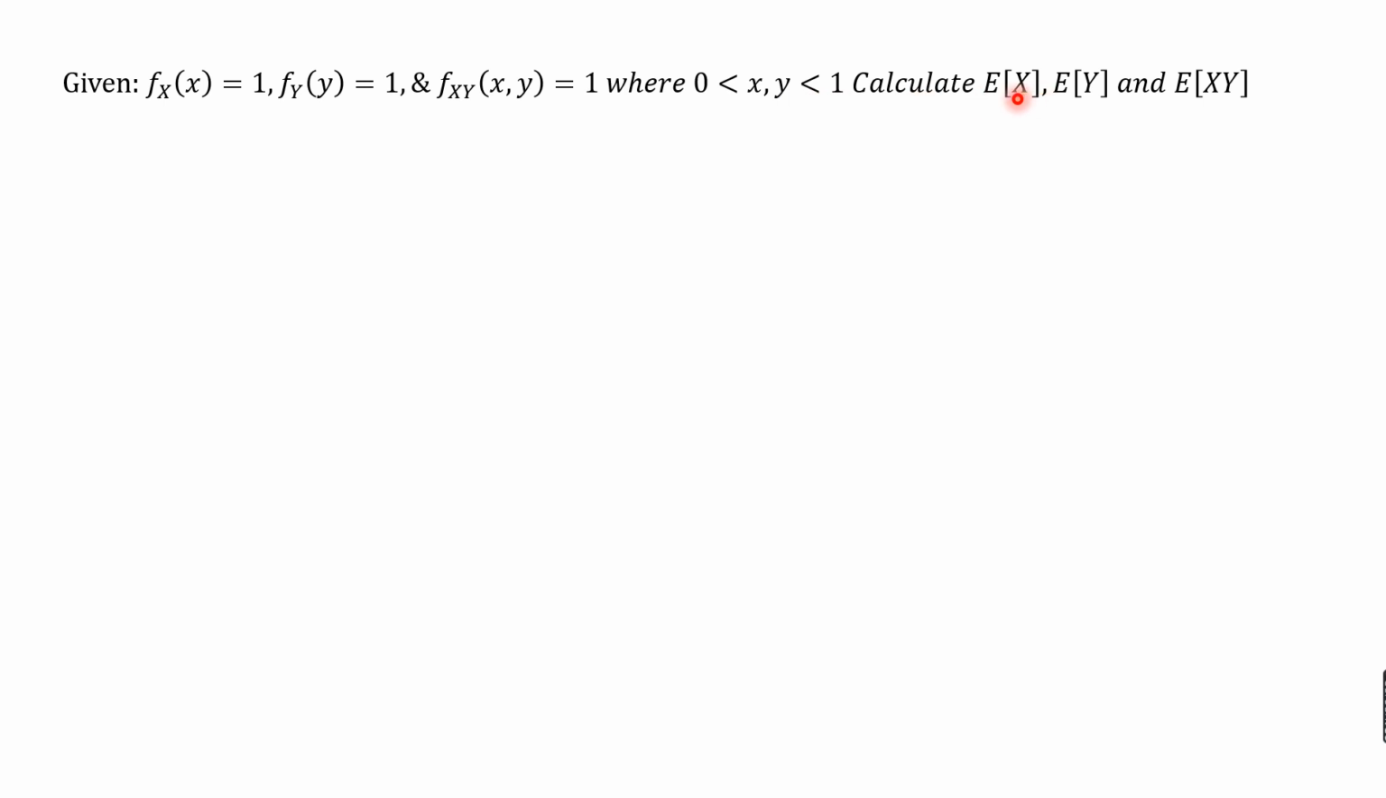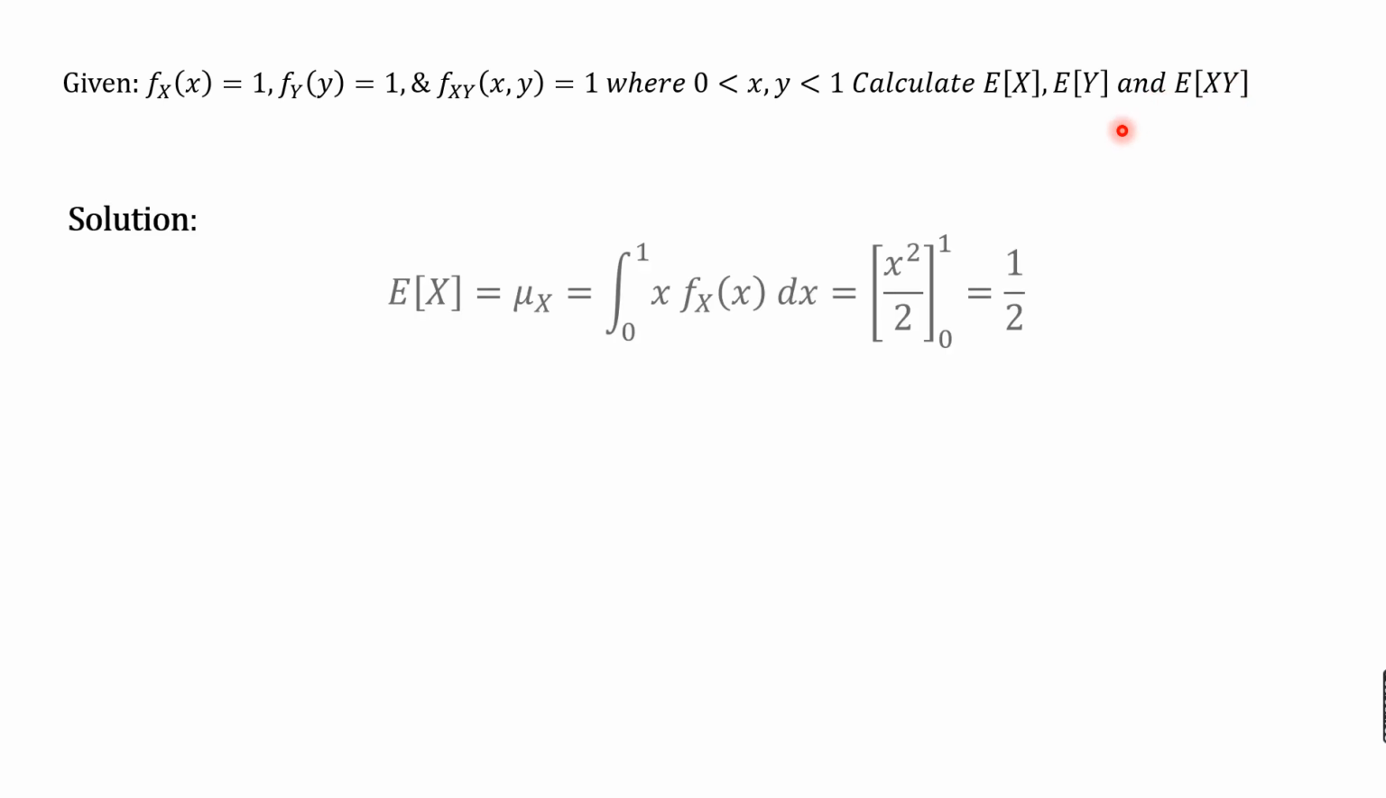Calculate expectation of x, expectation of y, and expectation of xy. That is what is called a correlation. Here the product is used, so it is also called the correlation of x and y. All right, we know E of x, expectation of x, is nothing but the mean of x using the formula x into fx of x into dx, where x is varying from 0 to 1.